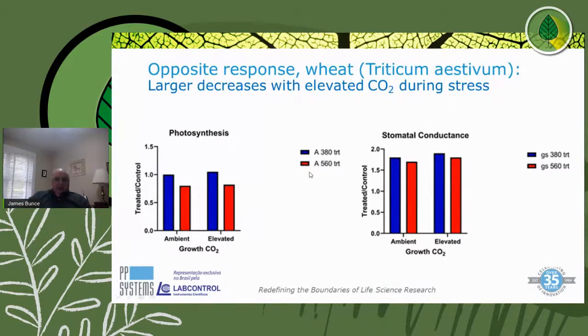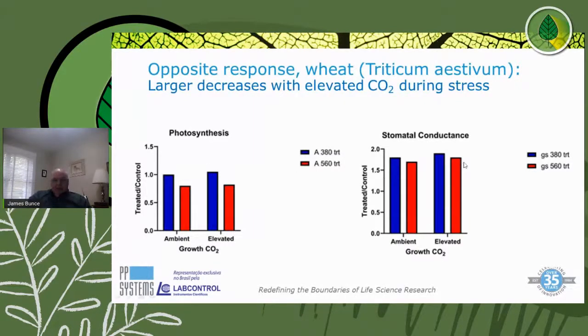So here, during the stress period, again, we have photosynthesis treated over control, grown at either ambient or elevated CO2. But you see the red bars for either growth condition, where the exposure is at 560 parts per million, have lower photosynthesis, more reduction in photosynthesis than if they're treated at ambient CO2. So this is exactly opposite from what happened in soybean.